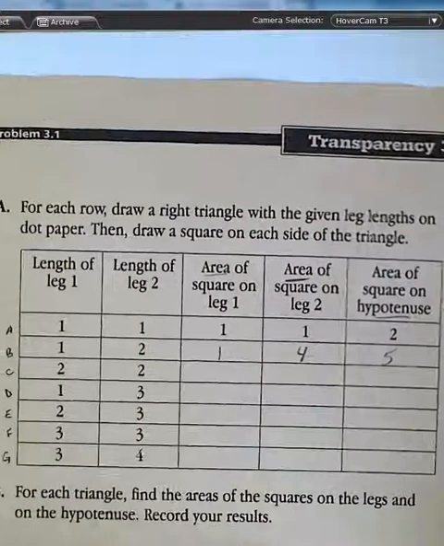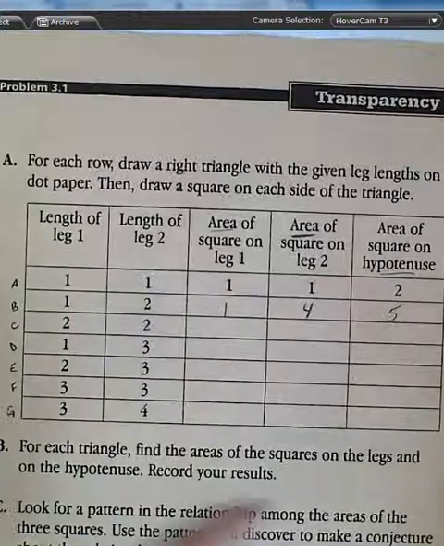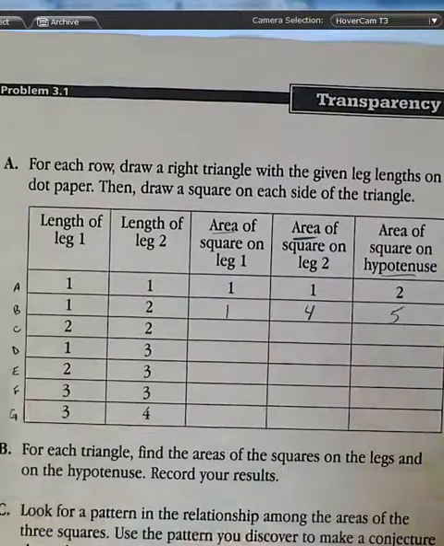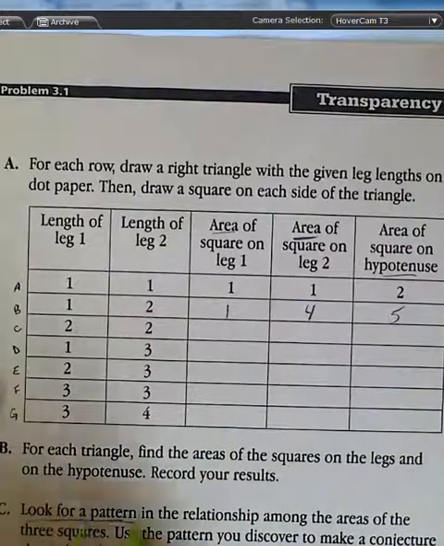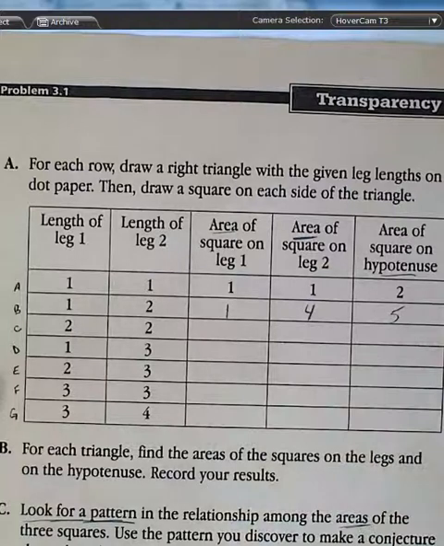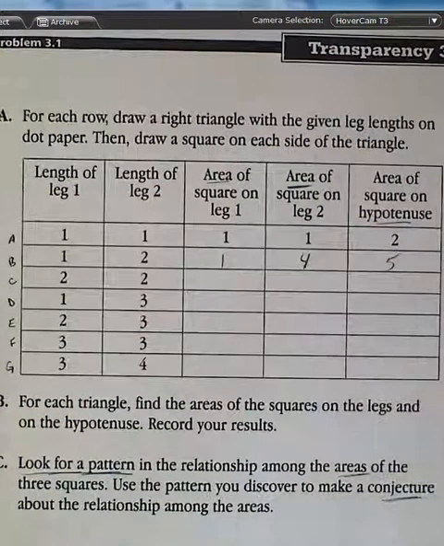You and your table mates are going to fill in the rest of the chart. I do C, then D. If I were you, I would try really hard not to keep drawing boxes for G. There is a pattern. Notice that you're going to look for the pattern in the chart among the areas and make a conjecture. It means make a statement about how they're related. Go.